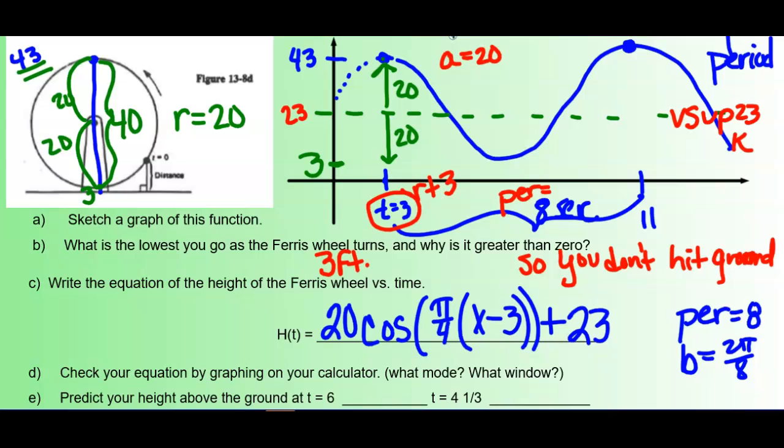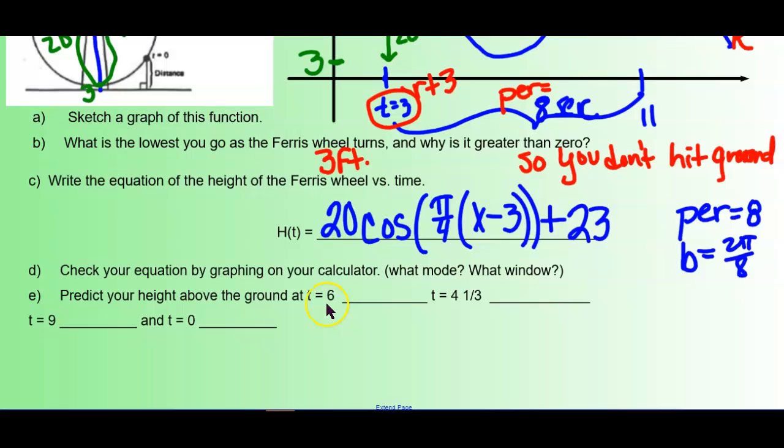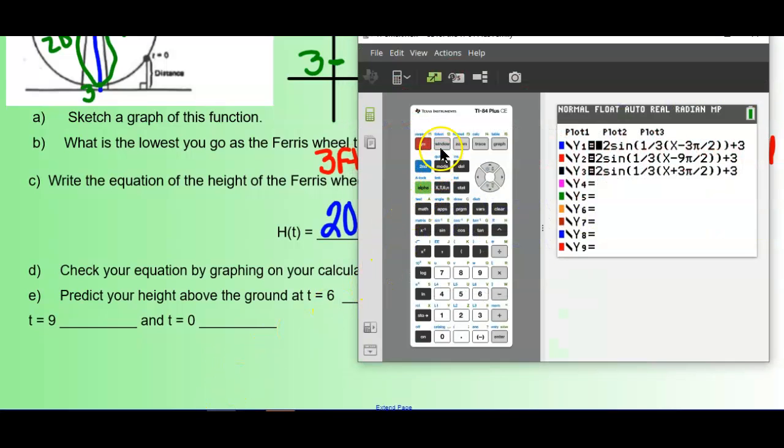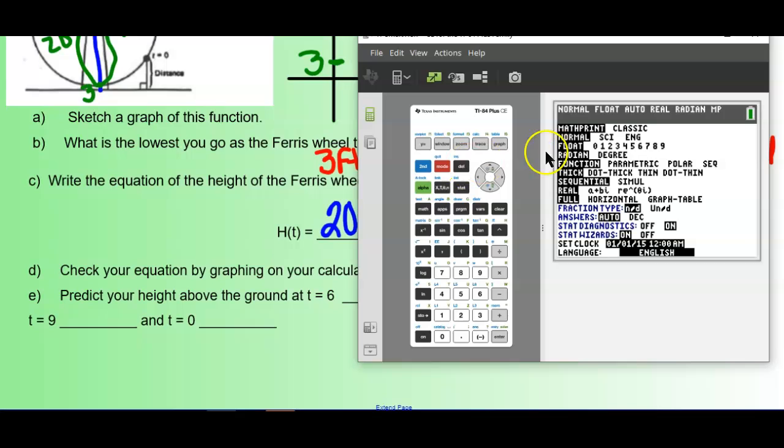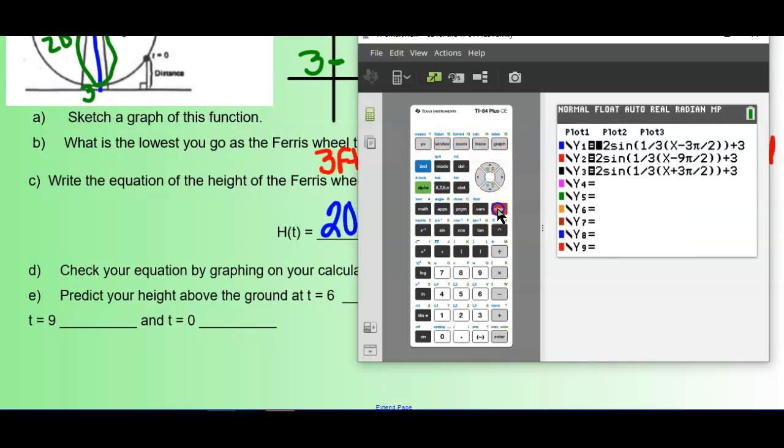All right, now we're going to use our calculator, and then we're going to predict what happens at all these different places at time 6, 4 1/3, 9, and 0. So we got to, first of all, make sure we are in radian mode. So we're going to go here to mode and make sure radians is highlighted. If your calculator looks like this, where degrees is highlighted, you need to move it back over to radians and hit enter. It has to say radians at the top of your screen. If it says degrees up there, you're in the wrong mode.